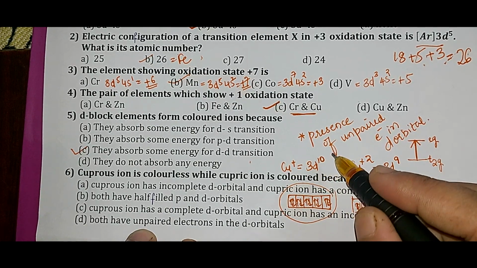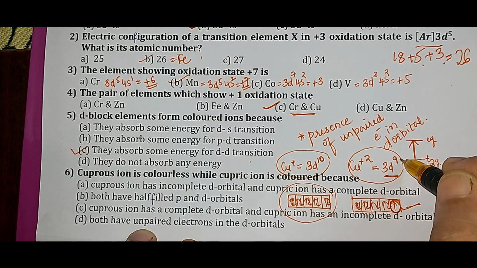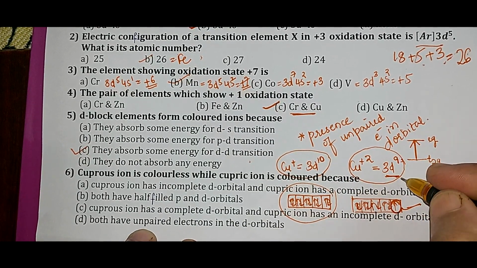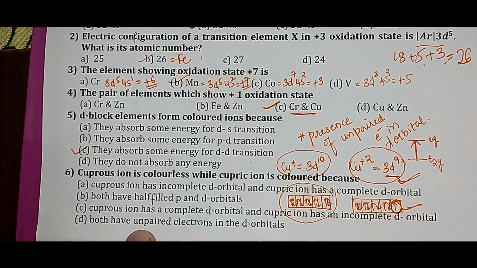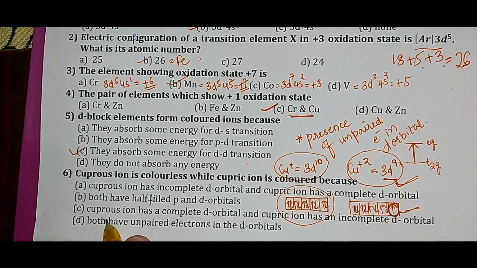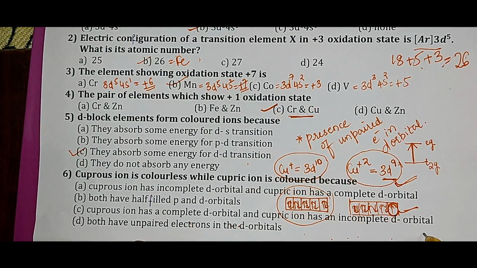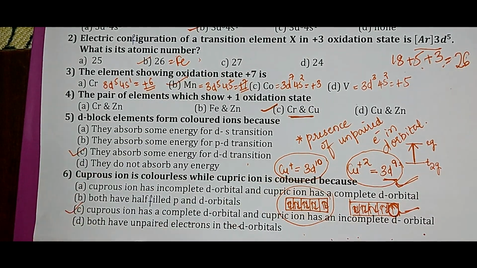So here it is having a completely filled d orbital, here an incompletely filled d orbital, and that incompletely filled d orbital gives color to the cupric ion. So the correct answer here is that cuprous ion has a complete d orbital and cupric ion has an incomplete d orbital. So the correct answer for this question is option C.